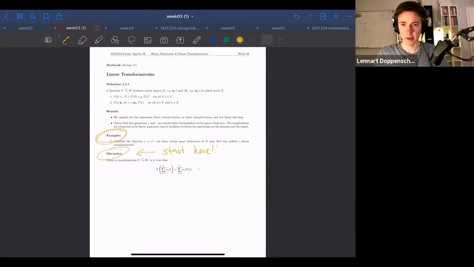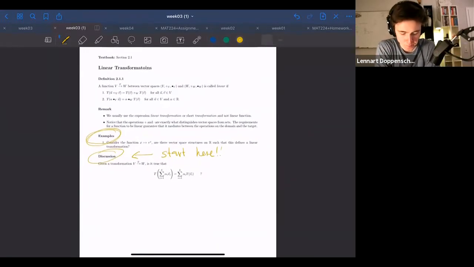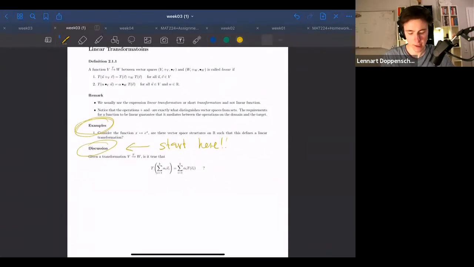Okay, so last time we left off at the beginning of section 2.1 about linear transformations. And I've given you the definition and a quick example. So now we're going to continue here. And I want you to first discuss when we have the property that the sum of two vectors, then the transformation applied is equal to T of v plus T of u.